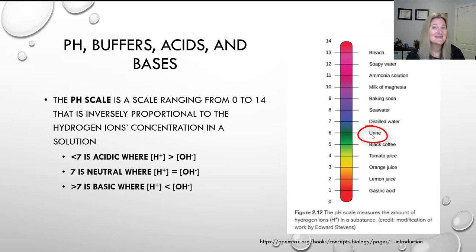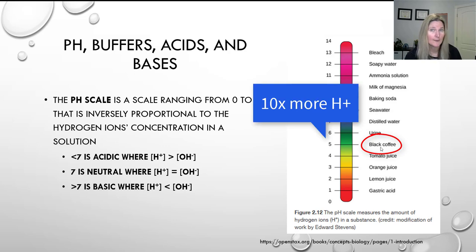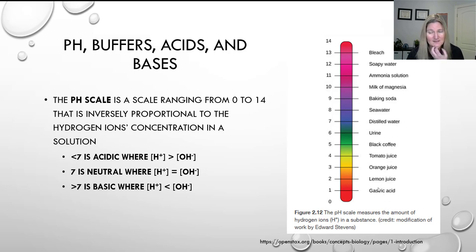Urine has 10 times more hydrogen ion concentration than distilled water. Black coffee has 10 times more hydrogen ions than, say, urine. So as we go down the scale, you can see these are going to be very strong acids because they have a really high concentration of hydrogen ions.